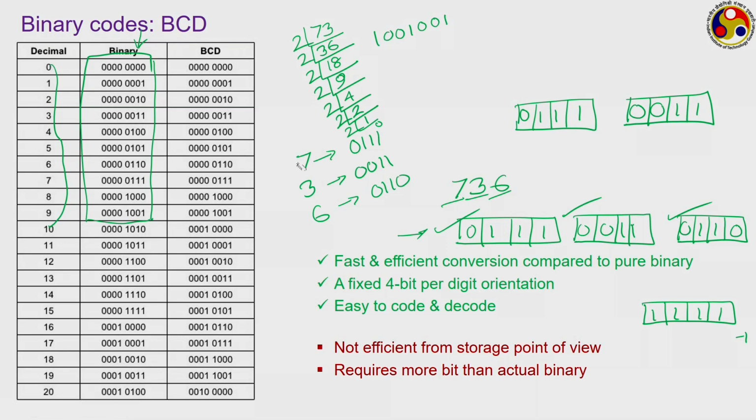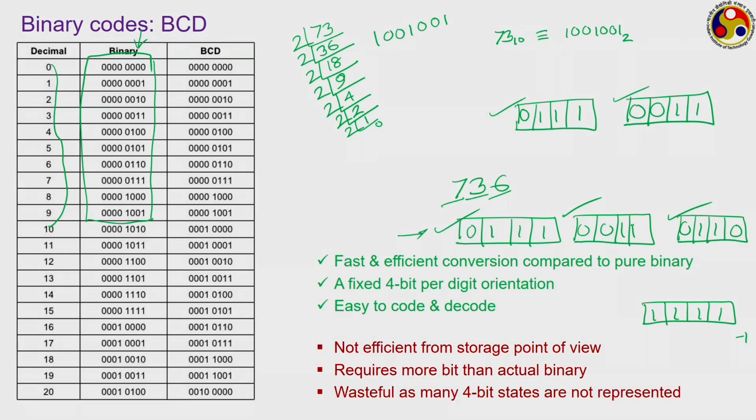So, how many binary digits do we have? The binary equivalent, that is, this 73 in decimal, is equivalent to 1001001 in binary. This is the exact representation, and we need only 7 digits. However, in this BCD format, we needed 4 bits for 7 and 4 bits for 3, so 4 plus 4, total 8 bits we require, whereas had we stored the original binary, we would have needed only 7, which is 1 less. So, we need more bits than the actual binary.